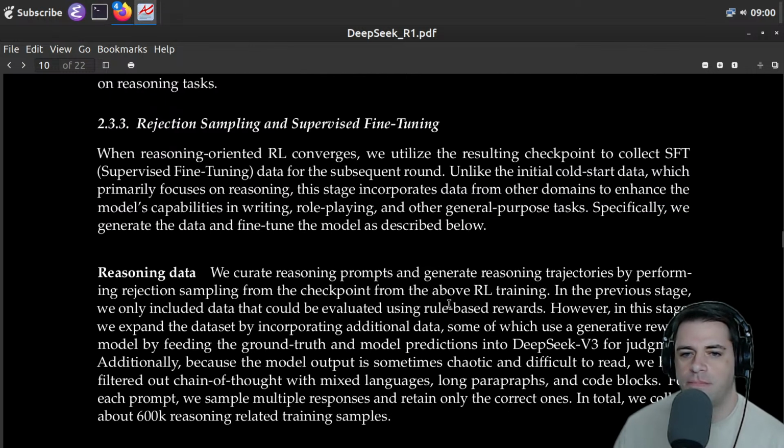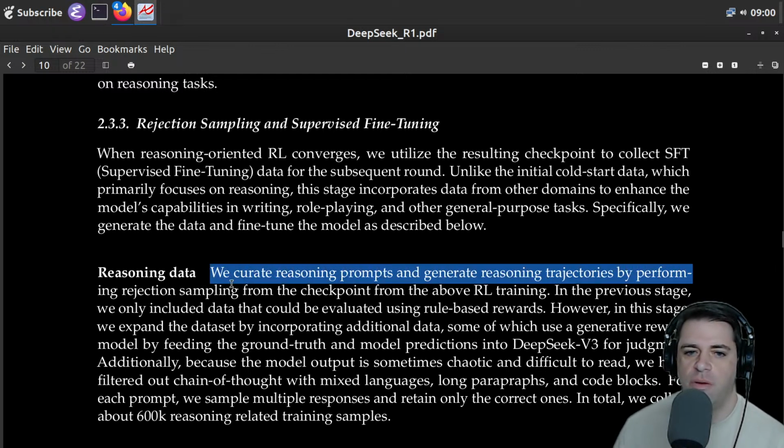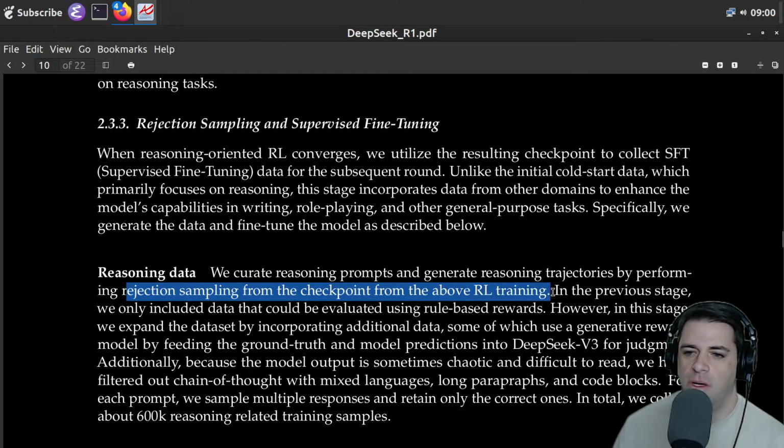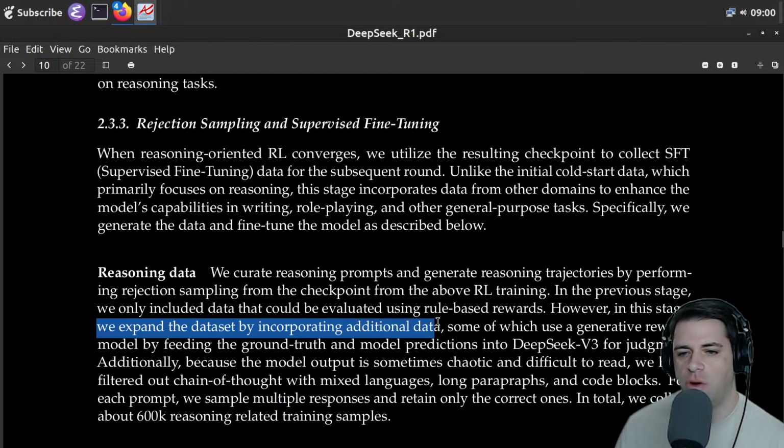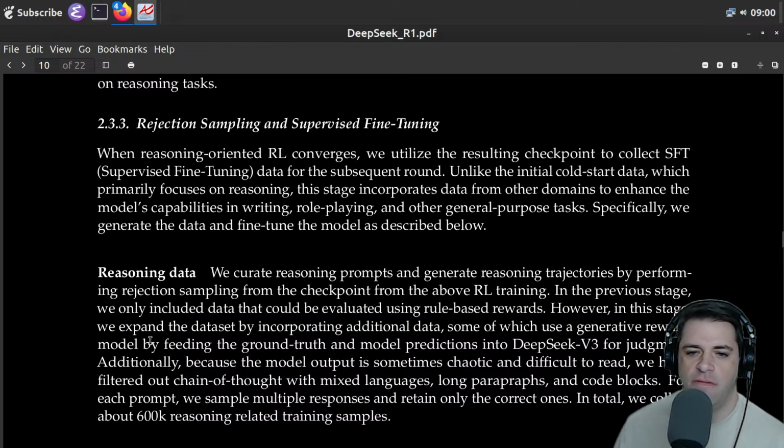to fine-tune. We curate reasoning prompts and generate reasoning trajectories by performing rejection sampling from the checkpoint from the above RL training. In the previous stage, we only included data that could be evaluated using rule-based rewards. So that's, I think, things like, does it compile? Is your math problem correct? However, in this stage, we expand the dataset by incorporating additional data, some of which use a generative reward model.